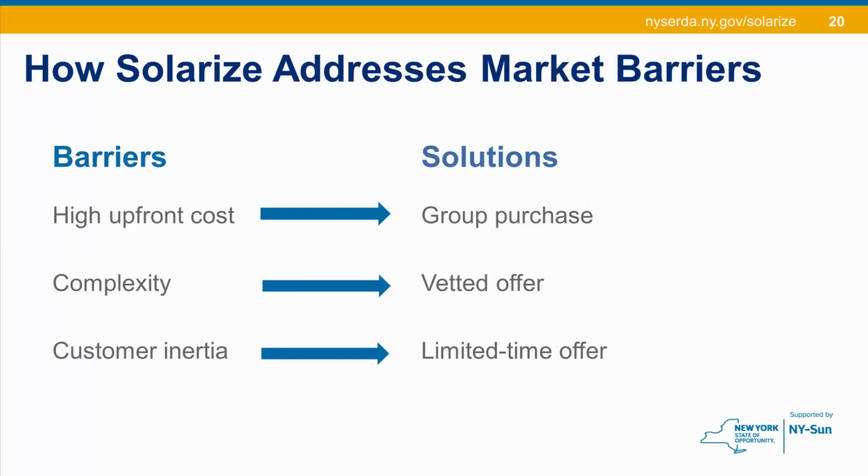But how is Solarize able to address these market barriers? With Solarize, the installer or group of installers is able to provide a lower price because of aggregated demand. The complexity of going solar for customers is minimized through the community vetting of the selected installer or developer. And by running the campaign for a specific time with a known deadline, customers are urged to move quickly to get the great deal that the Solarize program provides.